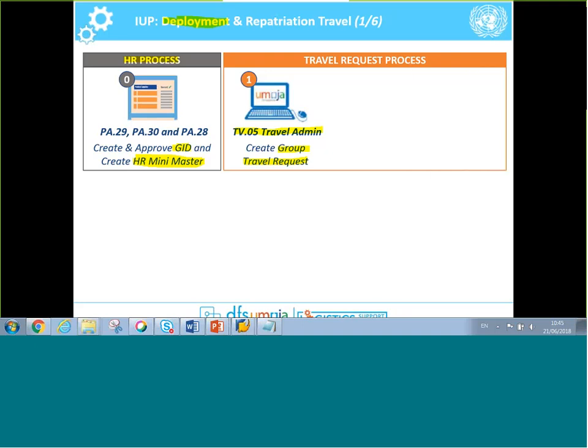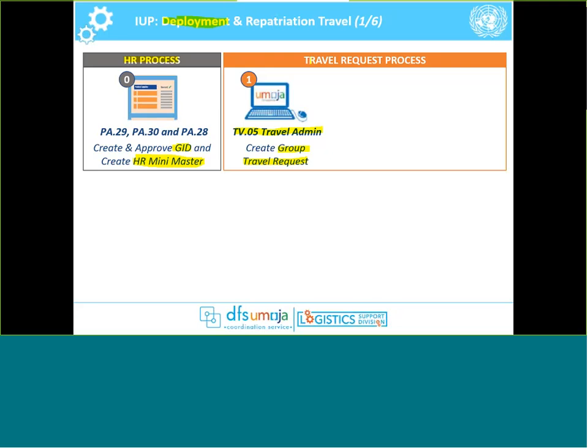So here in the travel request, we have the concept of the group travel. As we were saying, you as a travel administrator, if you have to deploy a group of IUPs, you can raise a unique group travel request and include the different IUPs that are going to travel together with the same itinerary, with the same baggage entitlements. So only as a group, one unique group travel request.